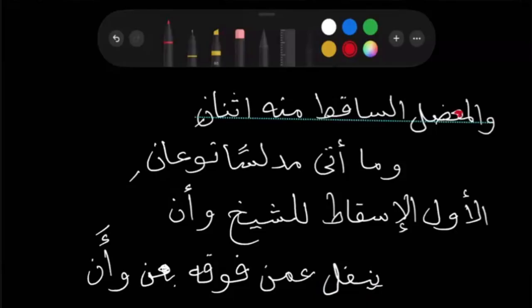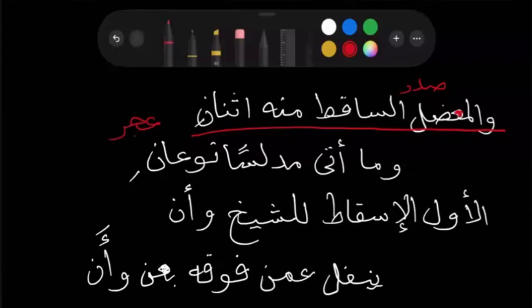The mu'dal, the exhausting report, is the one that has at least two consecutive reporters missing from the chain. We finished that. That's the sadr, the first half of the line. Then there's the ajuz, the second half of the line, which is where we are now. And I wrote the sadr, the front part of the line, to give you a reference for the lines. I didn't want to start here with the ajuz, even though that's where we're starting our lesson, because that's the second half of the line.